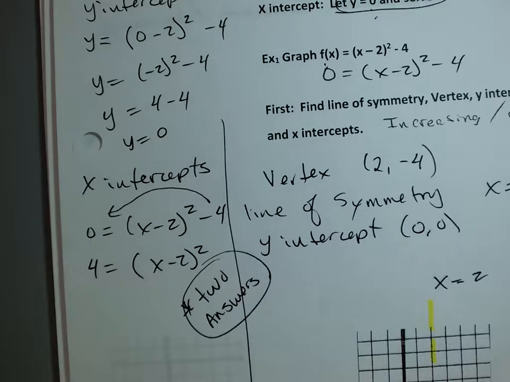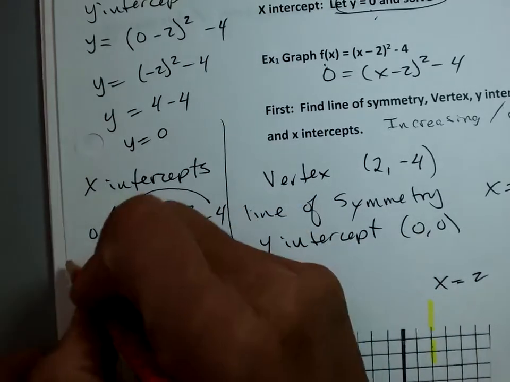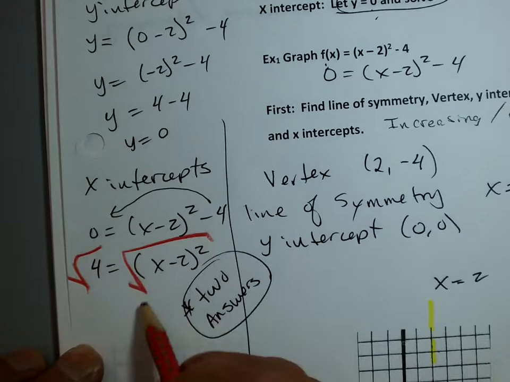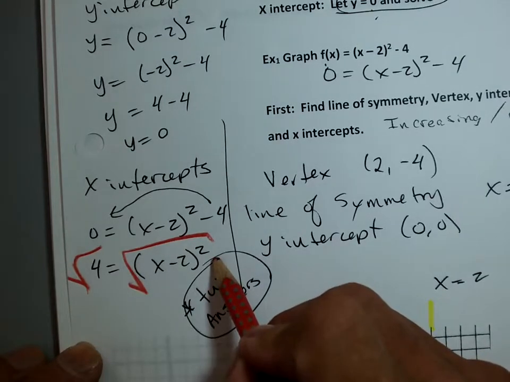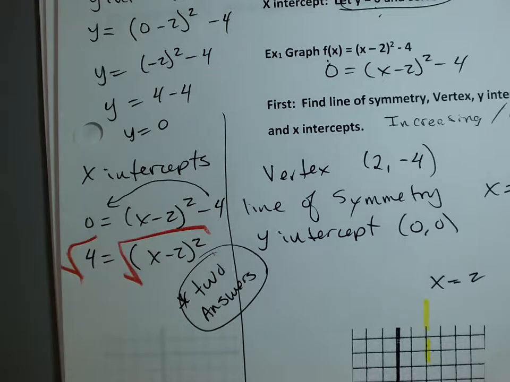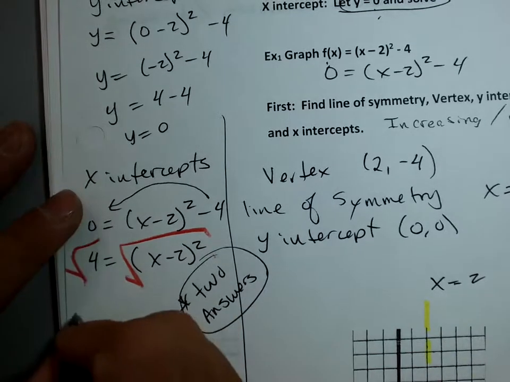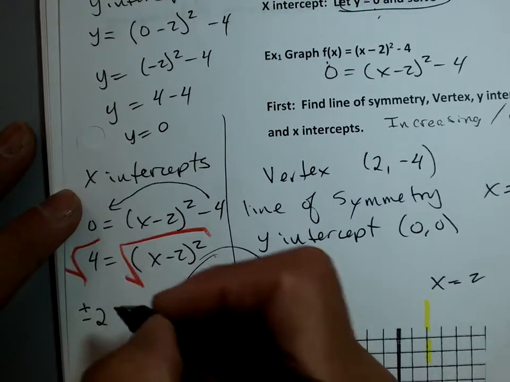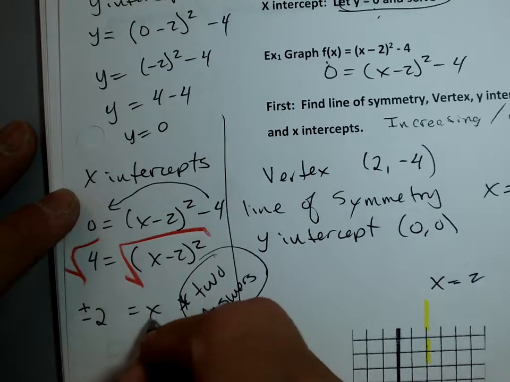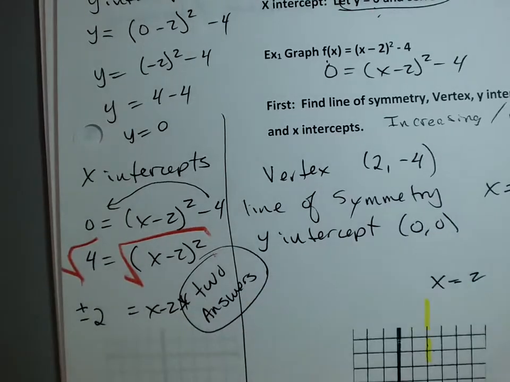So if I take the square root, right? I'm going to take the square root of both sides. The square root cancels the square, but over here, when you take the square root of 4, it's 2 and negative 2. So we're going to write this as plus or minus 2. The square is gone, so then I just get x minus 2. Okay, 2 answers, because negative 2 times negative 2.